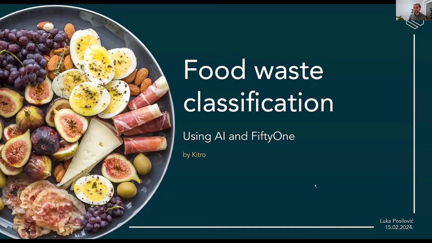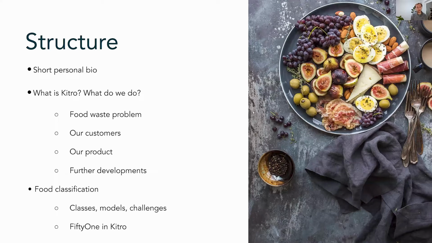All right, so the subject here today for me is food waste classification using AI, and I'll talk about the FiftyOne tool that Jimmy Dow mentioned a bit, and how we are utilizing it quite a lot here at Kitro for a lot of different things, but mainly for just enabling food waste classification and making our models work even better than they are.